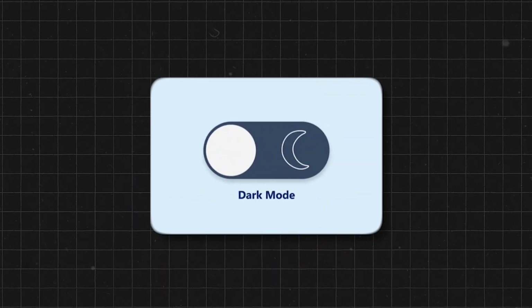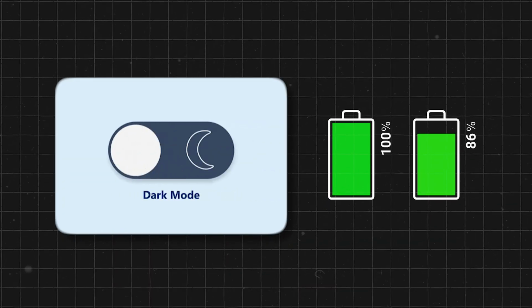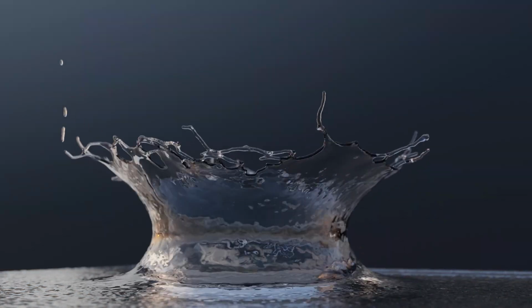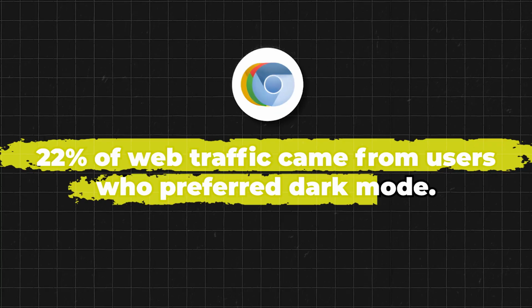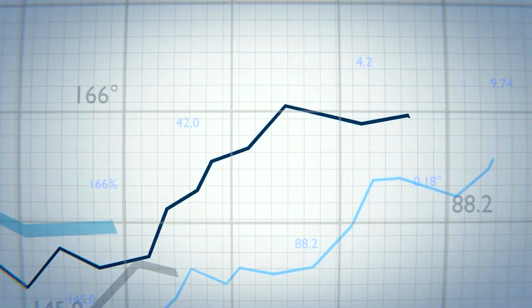But even at 30% brightness, dark mode still delivers an average of 14% power savings, proving that every little bit counts in the quest for efficiency. Back in December 2021, Chrome Platform Status revealed that 22% of web traffic came from users who preferred dark mode, a trend that has only grown stronger over time.